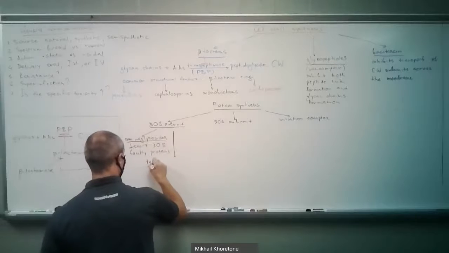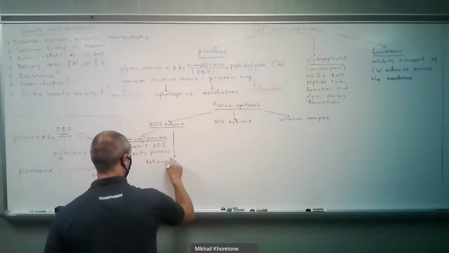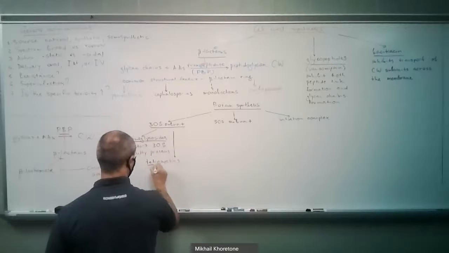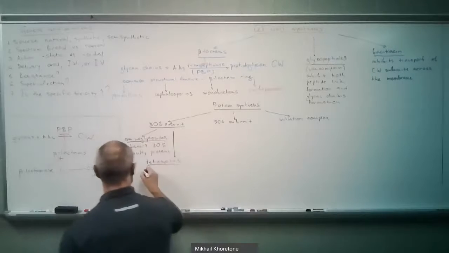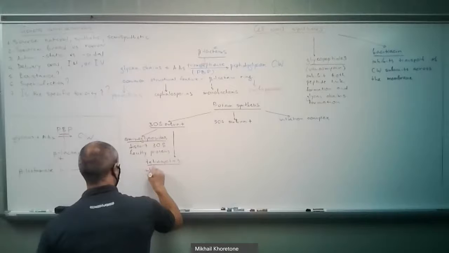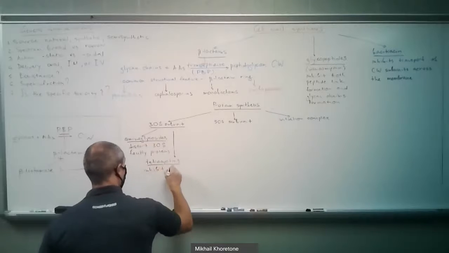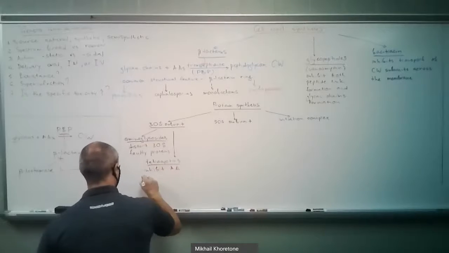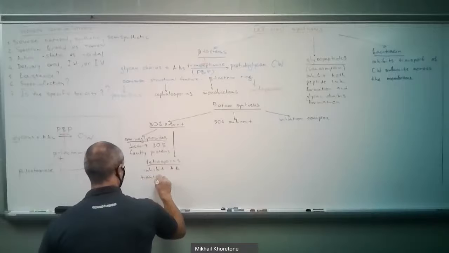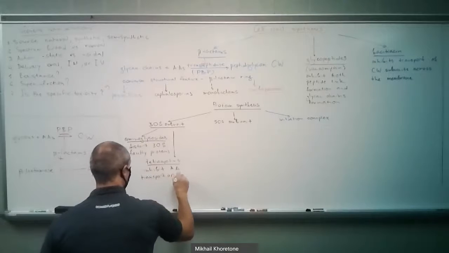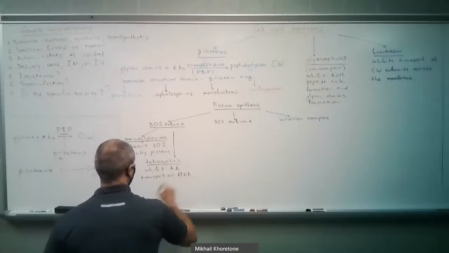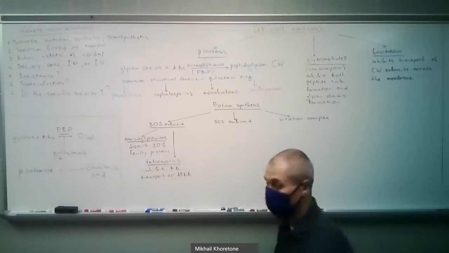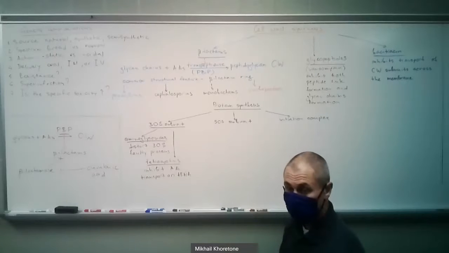Second class here is tetracyclines. This is almost a household name among antibiotics. Tetracyclines inhibit amino acid transport of tRNA, basically preventing tRNA from binding into the A site. So far, are we good?